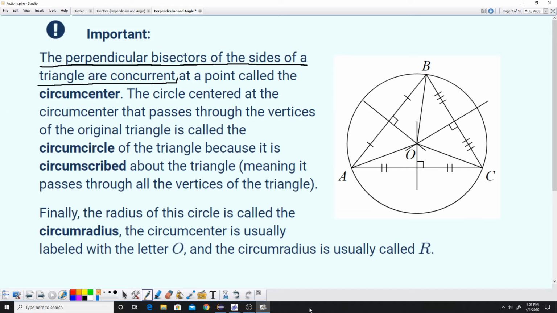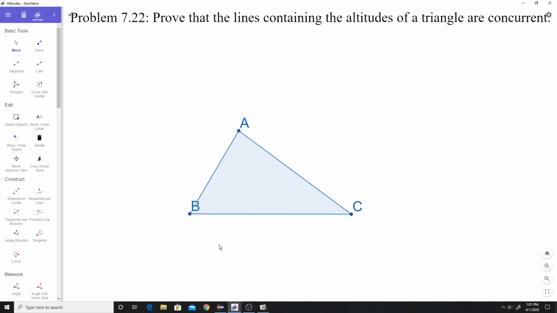But this is perpendicular bisector, and I want altitudes. So what I need to do is show that there is some relation between altitudes and perpendicular bisectors. Remember, bisector means to cut in half. So how can I do that?